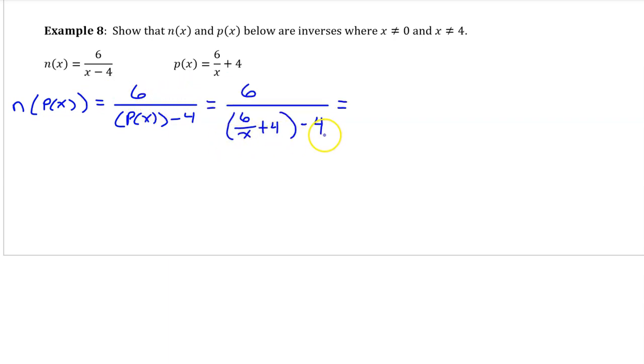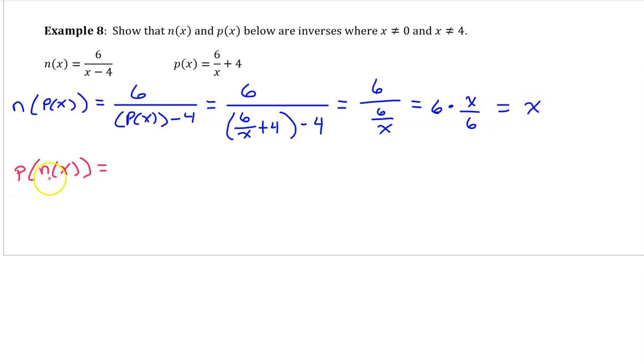Now we have this. These parentheses are not really doing anything. In fact, I didn't even have to write them. The plus 4 and the minus 4 will cancel each other out. So on the next step, we get 6 over 6 over x. When you divide by a fraction, you multiply by the reciprocal. So this will be 6 times x over 6. Now these 6's cancel each other out, and we do get x.